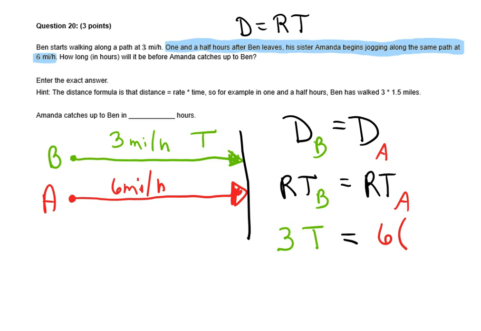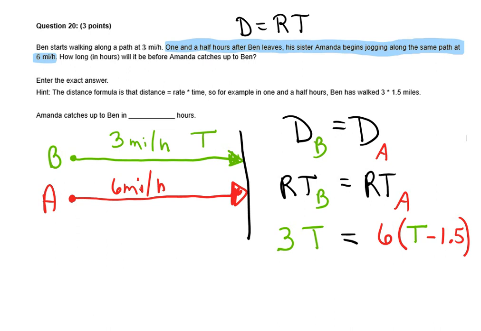And now here's where you have to think outside the box. She left 1.5 hours after Ben. Now, Ben traveled for a total of t hours, and she left 1.5 hours after him. So whatever time Ben travels, hers would be 1.5 hours less than that. And that's how I see this picture.